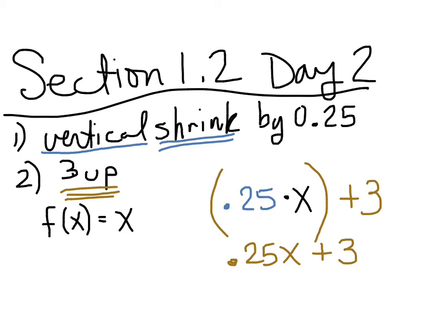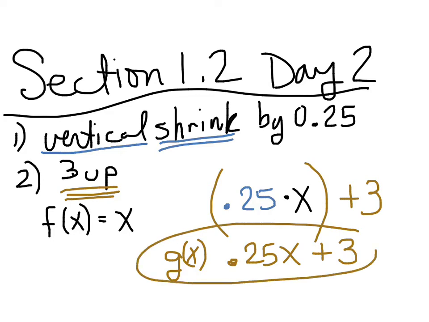So the answer went from being f of x equals x into this new piece where it says 0.25x plus 3. So the difference between this one and yesterday's stuff is every single one of the problems I gave you yesterday had only one thing, like one shift up or one shift left or one vertical stretch or whatever. This one's going to give you a couple different things going on rather than just one. So let me give you another one as practice.